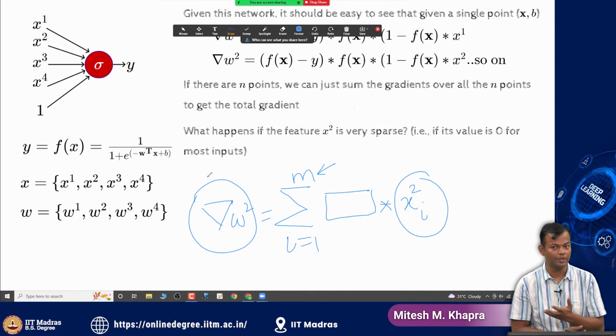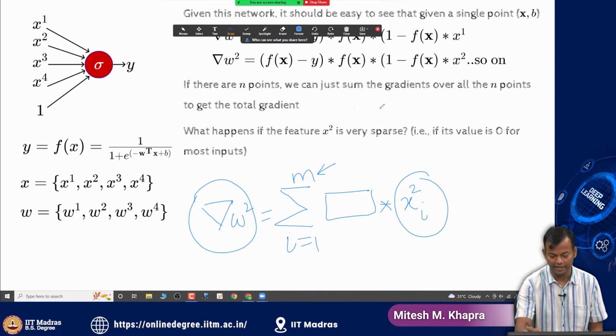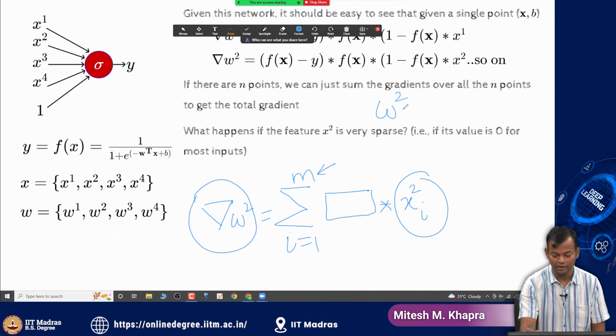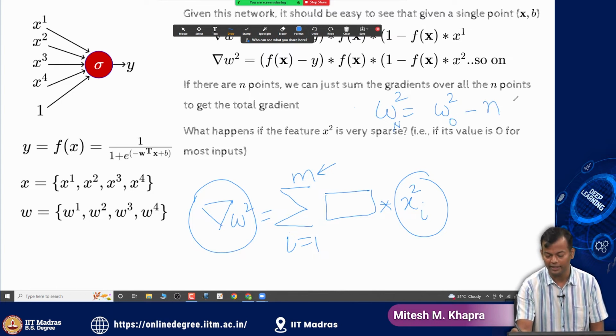Now what's the consequence of that? The consequence is that in any gradient descent based update, my new weight is going to be my old weight, so let me just call this new and this old, minus eta times whatever derivative I compute.